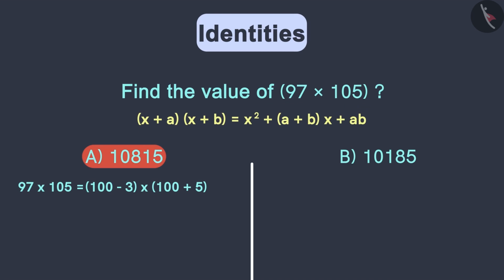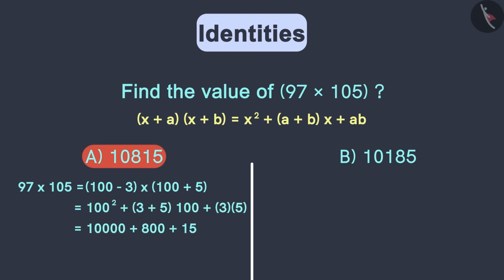Substituting the values in this identity, some of us get this. After further simplification, we end up getting this as the answer. But this is not correct. Look at this step. According to the identity, at both these places we have substituted the value of a as 3. But if we carefully observe this, we could see that the value of a is not 3, but it is -3. Therefore, we get an incorrect answer.